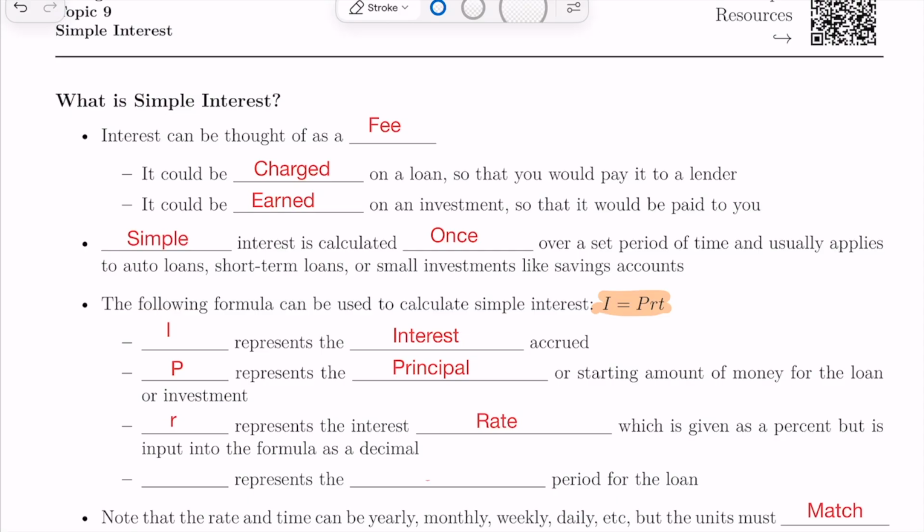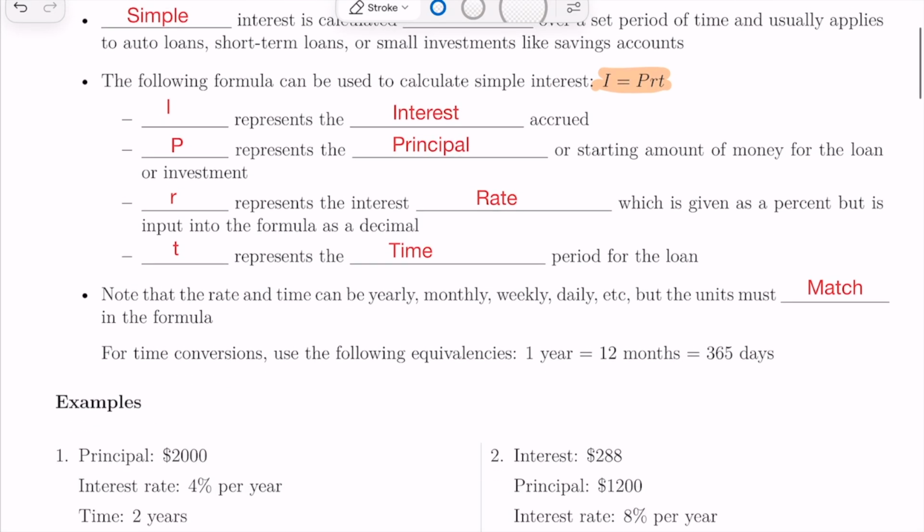R is your interest rate. It's usually annual, but it can be other things. We'll look at some of those problems. And then T is our time, oftentimes in years. Lastly, notice that the rate and the time can be yearly, weekly, monthly, daily, etc., but they do have to match. So if you have an annual interest rate and your time is in years, then you're good. If you have an annual interest rate, but your time is in months, we have to do some conversions.